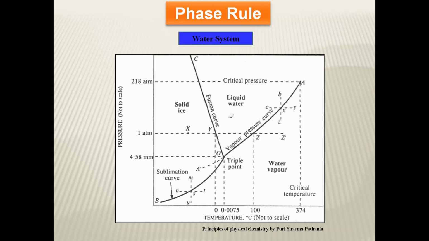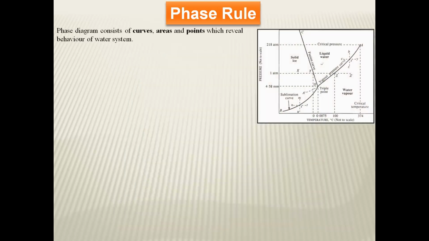So when in the exams you need to describe the water system, you need to take it up in the form of areas, curves, points, and very important, you need to concentrate on various definitions that will be involved. I'll keep on informing you from time to time what are the important definitions that you need to concentrate upon. So let's take up the phase diagram of water one by one. This phase diagram consists of curves, areas and points that really reveal the behavior of the water system.